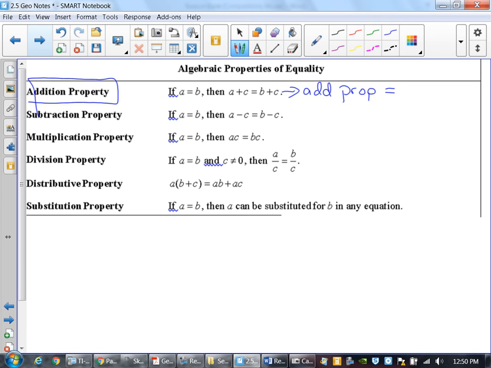Same thing, subtraction property of equality. That means you're subtracting anything from both sides. I would write it like this. I don't want to write just sub, I'm going to put sub t, because subtraction and substitution both start with sub. And that's how I distinguish between the two. Sub t means subtraction. Multiplication, pretty easy. Mult. Division is the only one that I use the symbol for.